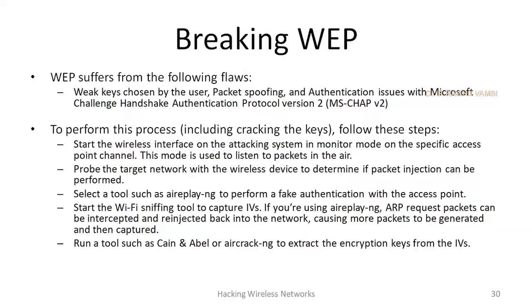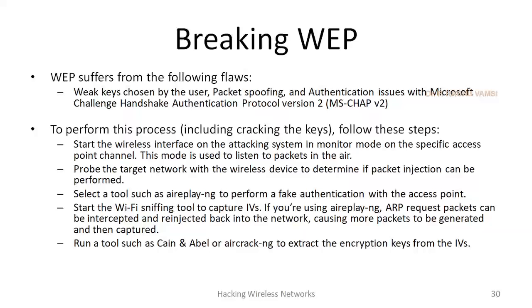To perform this process, including cracking the keys, the following steps need to be performed. Start the wireless interface on the attacking system in monitor mode on the specific access point channel. This mode is used to listen to packets in the air. It means first you need to observe the SSID of the access point, and then understand on which channel that access point is working. Once you get these two pieces of information, you can easily capture the packets by listening to the channel.